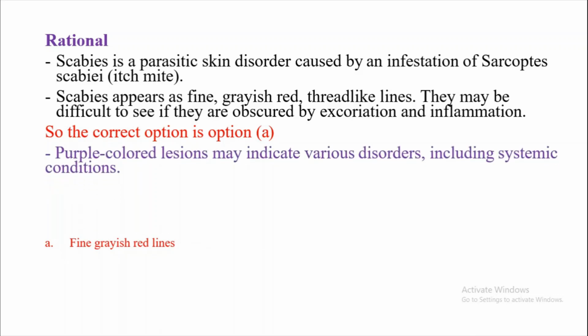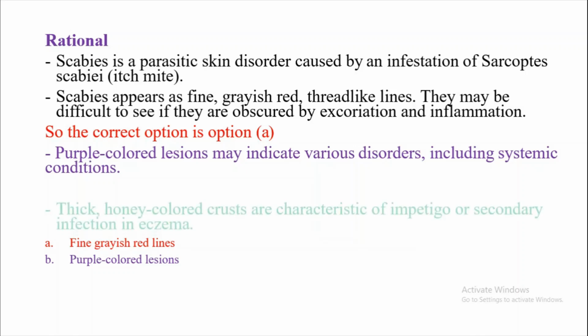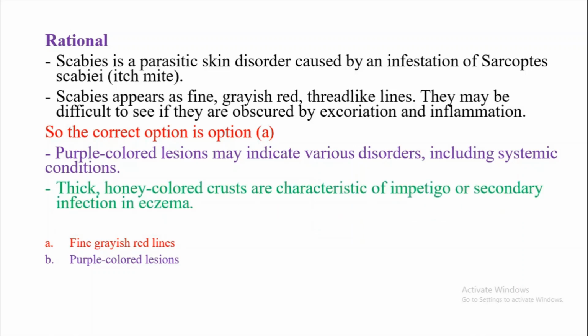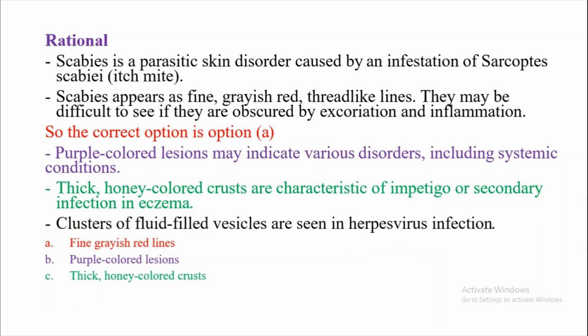Purple colored lesions may indicate various disorders, including systemic conditions, and thick honey colored crust is characteristic of impetigo or secondary infection in eczema, and clusters of fluid filled vesicles are seen in herpes virus infection.